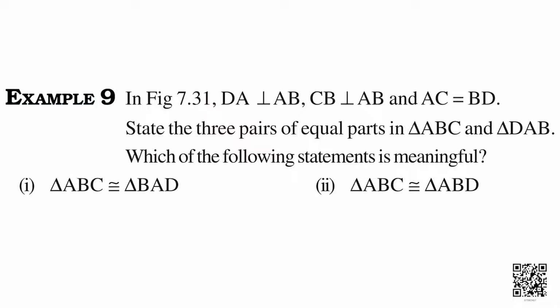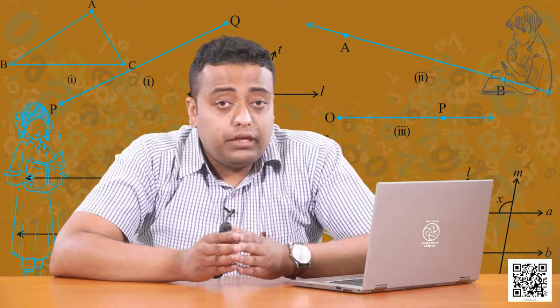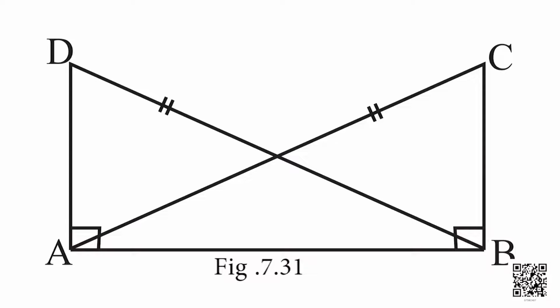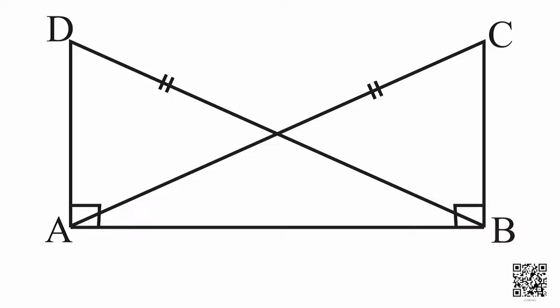So students, the solution for this question is the three pairs of equal parts are angle ABC is equal to angle BAD, which is equal to 90 degrees. AC is equal to BD, that has been given to us, and AB is equal to BA, which is the common side. So from all these points we can say that triangle ABC is congruent to triangle BAD by right hand side congruence rule. So statement first is true and statement 2 is not meaningful in the sense that the correspondence among the vertices is not satisfied.